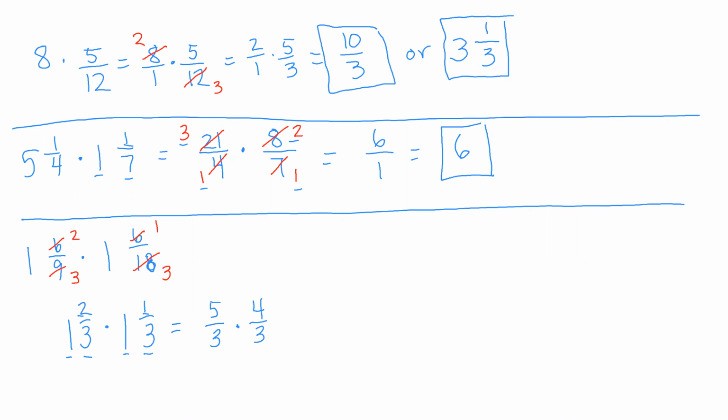Remember, we're looking for common factors top to bottom. Well, factors of 4 would be 2 and 4. Factors of 5 would just be 5. None of those go into 3, so we're ready to multiply across. 5 times 4 is 20. 3 times 3 is 9.